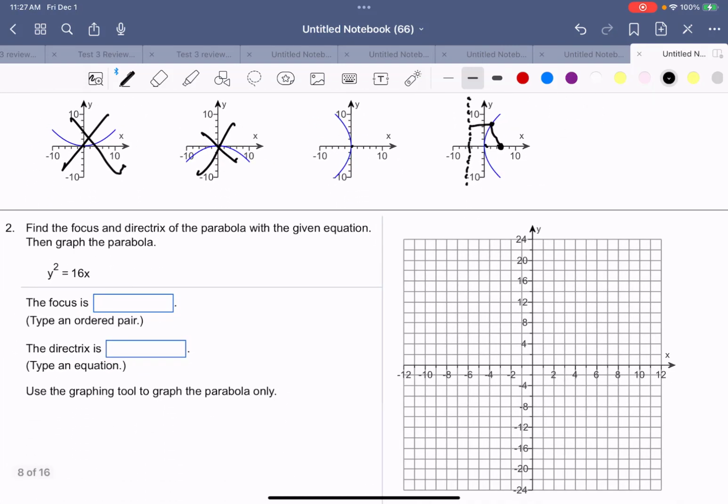Number 2, similar type problem, only this time they ask us to actually graph it. If y squared is 4px, then we have y squared is 16x. Well, look, we've got the y squared and the x, so 4p has to come out to 16, so p has to be 4. So our vertex is at (0, 0), so I'm going to go over here and draw this graph at (0, 0).